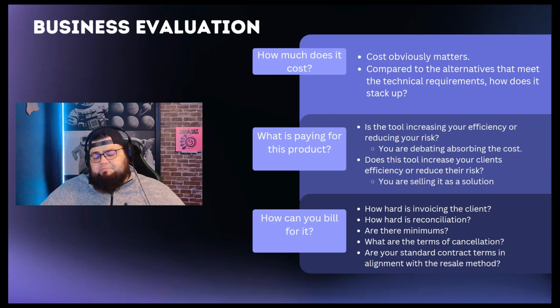So make sure that the terms of purchase are in alignment with the terms of sale, or at least in your favor as the MSP.